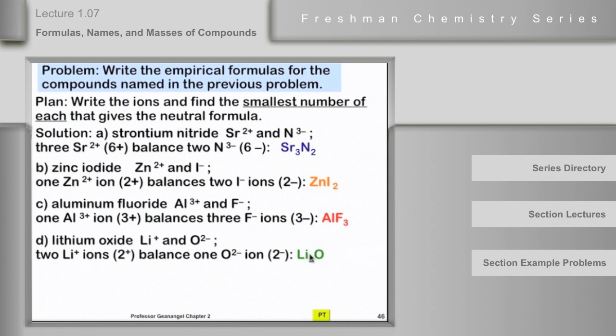Okay, these things are easy to follow if you watch somebody else do them, but it's quite easy also to make a mistake when you're doing them yourself if you don't check the charges. You've got to be sure to check the charges. Any questions here?